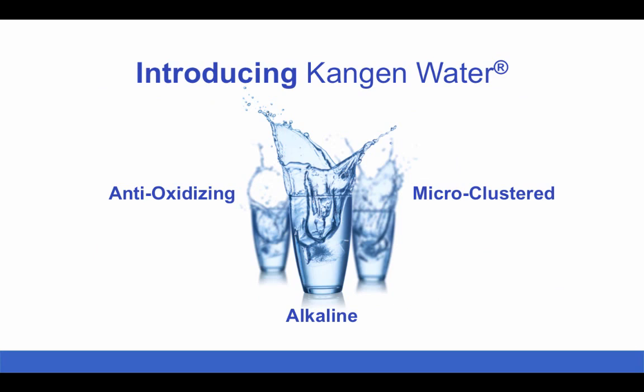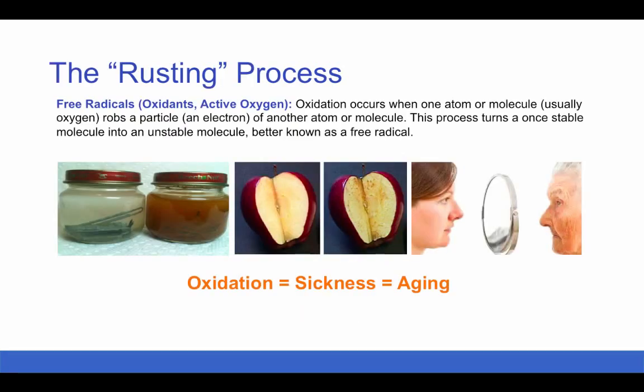Here you have three properties, which is the anti-oxidizing property, the alkaline property, and the microclustered element of the water. So here's where you can start with your presentation. You talk about, first of all, oxidation. What is it? And obviously we can see from the pictures, you see some rusty nails, you see an apple turning brown after a few minutes, you can see the woman looking in the mirror. I thought that was a really cool picture there of just how the skin ages.